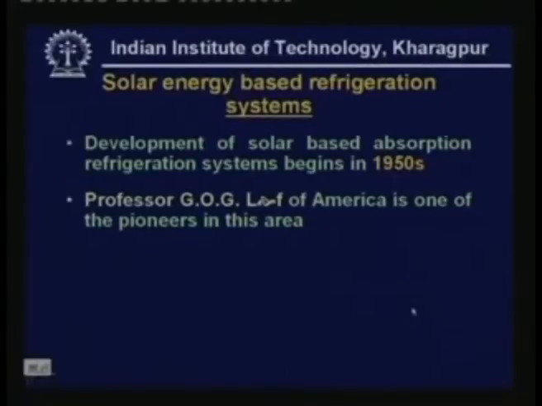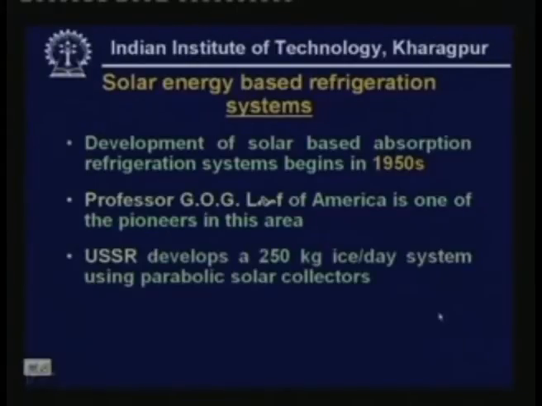Professor G.O.G. Lof of America is one of the pioneers of solar energy based refrigeration systems. I am just giving you a few examples. The USSR has developed a 250 kg ice per day system using parabolic solar collectors. There are different types of solar collectors. You can have flat plate solar collectors, parabolic solar collectors, and other concentrating type solar collectors. Depending upon the type of solar collector that you use, you get different temperature outputs. So they have used parabolic solar concentrators, and they have built an absorption refrigeration system which could produce 250 kg of ice per day.